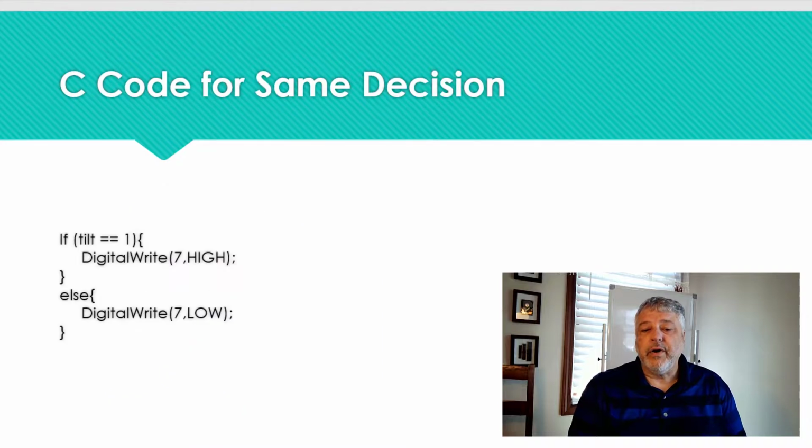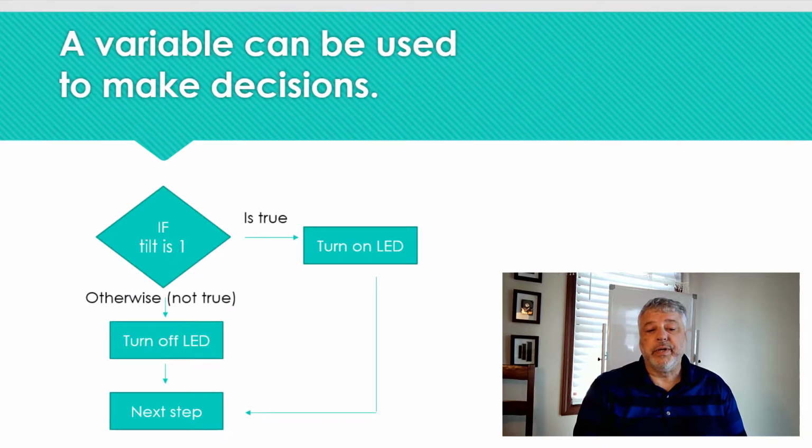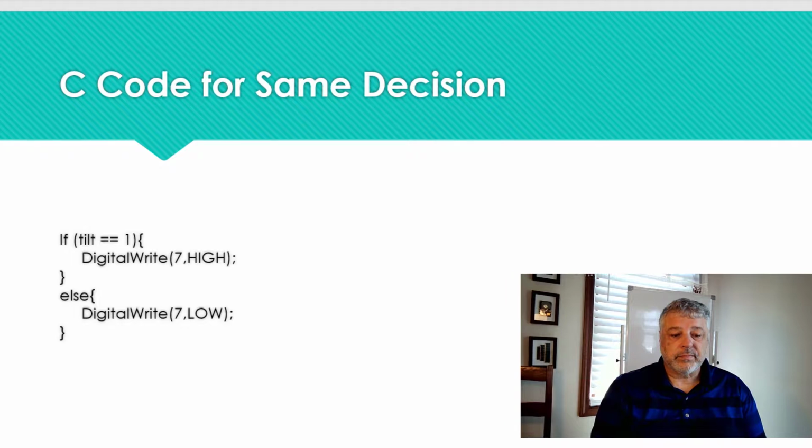What does that look like in code? It's a little harder to read than the flow chart, but we'll walk through what this looks like. Here is some C code that would say if the tilt variable is equal to 1, then we're going to turn on the LED. Otherwise, we're going to turn off the LED. So it's the same expression that we had before with our flowchart, only it's written in C code.